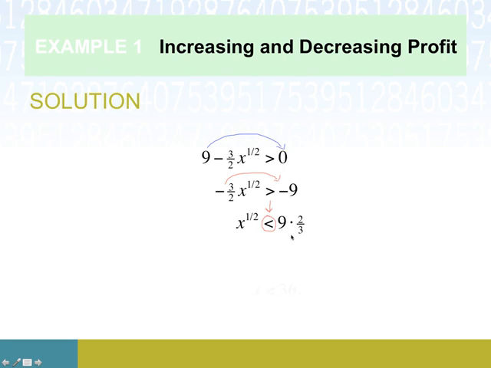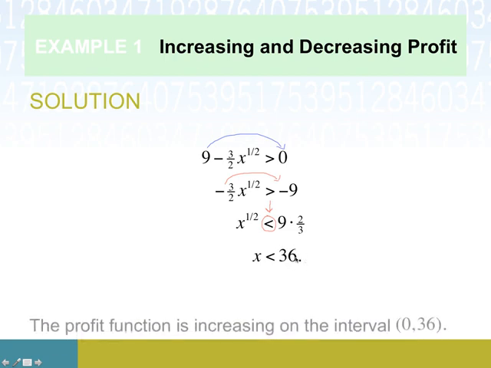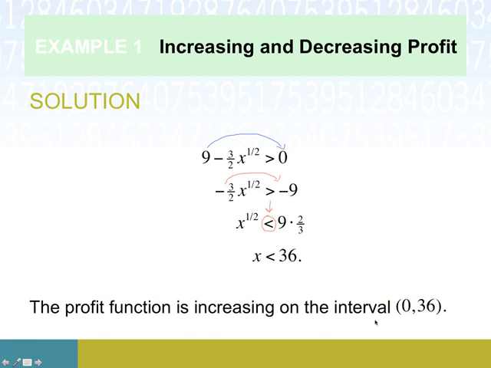We could tidy that up a little bit. And then to get rid of the 1/2 power, this is just like a square root, so we could square both sides. But let's see, this looks like 18/3, which is just 6. 6 squared is certainly 36. Okay, so the profit function's increasing on the interval 0 to 36.